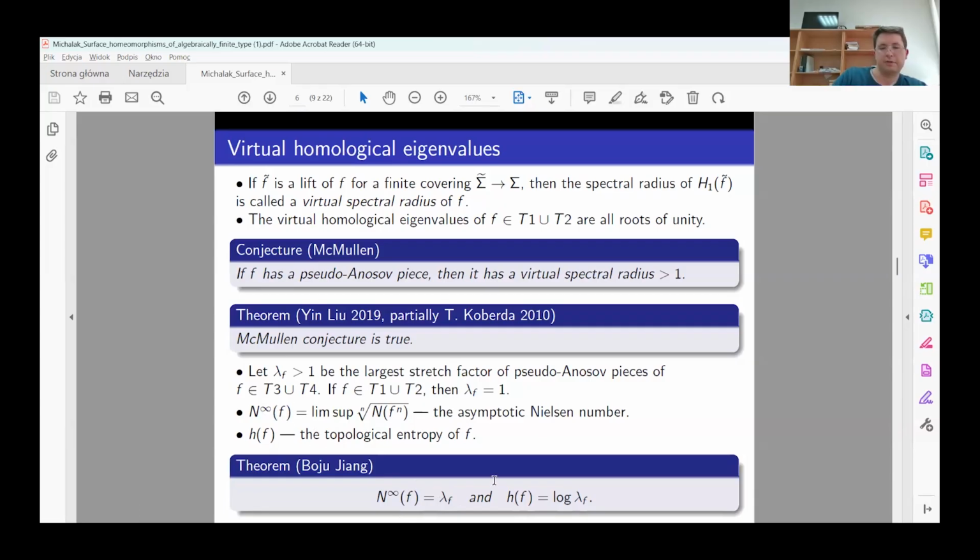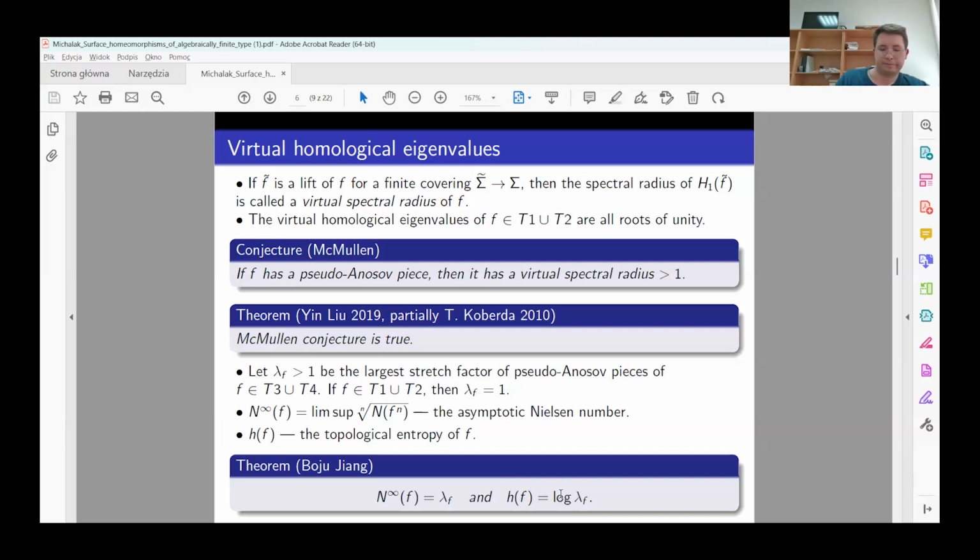the asymptotic Nielsen number can also be described, in some sense, by finite coverings of a map. And by the way, the logarithm of the largest stretch factor is also equal to the topological entropy of a map. So if the entropy is positive, then lambda f is at least 1.